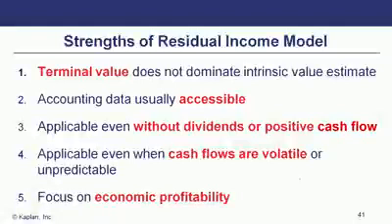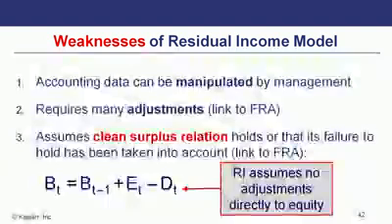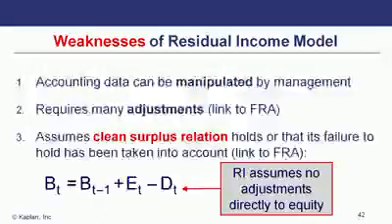And it focuses on economic profitability. Not just profitability, but economic profitability. How much are you making the investor over their equity charge or required rate of return on the capital that they put in. However, what are the weaknesses of residual income? First off, it's very much based off of accounting data, because the dominant number of book value per share in the very front is an accounting number, and it can be manipulated by management, and we'll talk about some of those in detail. It requires a lot of adjustments.